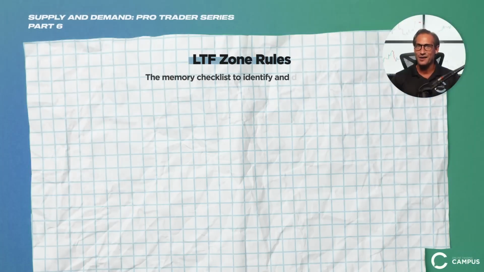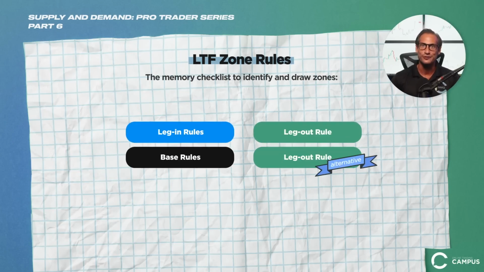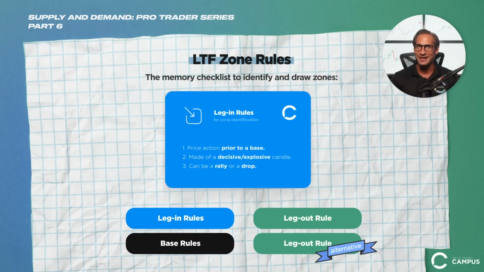Alright, let's start our lesson today by taking a look at these cards. This is everything we have learned so far in zone identification on the lower time frame, simplified into a couple of rules. These are really important because every time you identify a demand or a supply zone, you will be using these cards from memory. Let's start with the leg in.